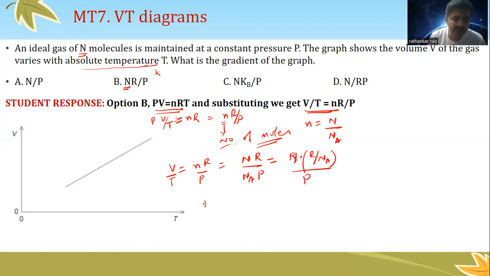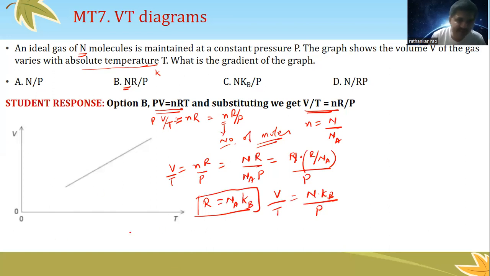Now we know that the value of R can be written as Na times Kb. Have you learned it? Where did you learn this? In gas equations only, where Kb is the Boltzmann constant. If you divide the gas constant by the Avogadro number, you will get the Boltzmann constant. So therefore, I will now substitute this, and thus I will write V by T is equal to N Kb divided by P.